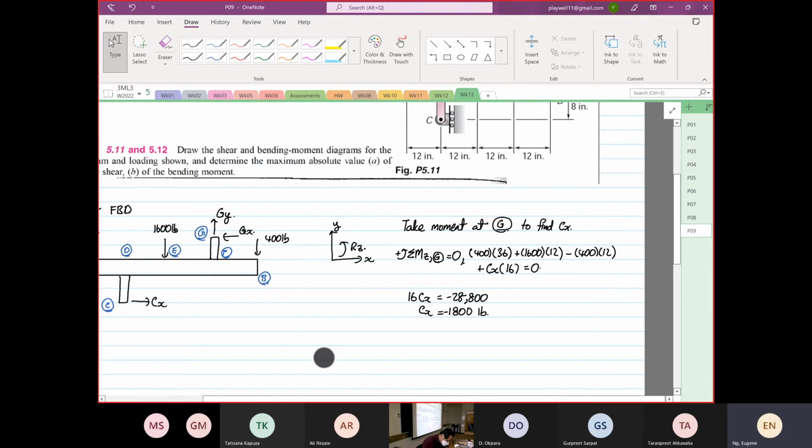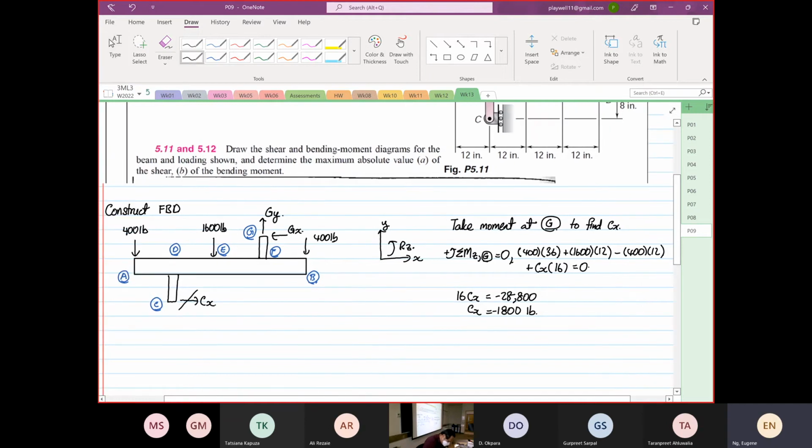Okay, so my guess direction is wrong. The correct one is going this way. So Cx is equal to 1800 pounds and going towards the left hand side. Can you all check the answer for me? Am I right or wrong? Okay. Same value. And Cx is 1800.